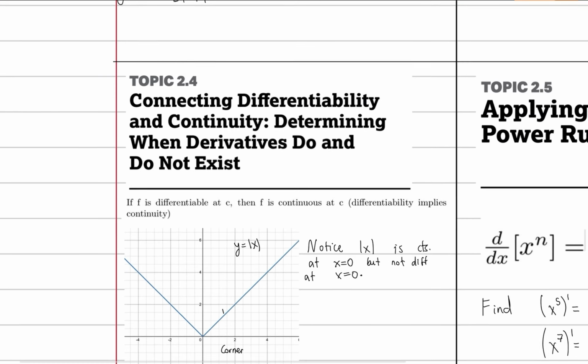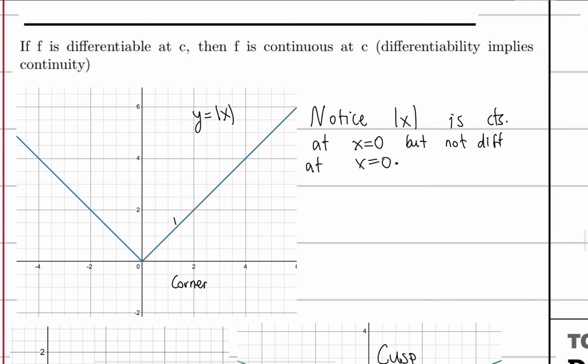Topic 2.4 has to connect differentiability and continuity, right? When do derivatives exist and when don't they, right? There's a theorem, which is differentiability implies continuity, which you do need to know. If f is differentiable at a point, then it's continuous at the point. If it's differentiable over an interval, it's continuous over that interval. Continuity is a condition for differentiability. If a function is not continuous at a point, it's not differentiable, right?